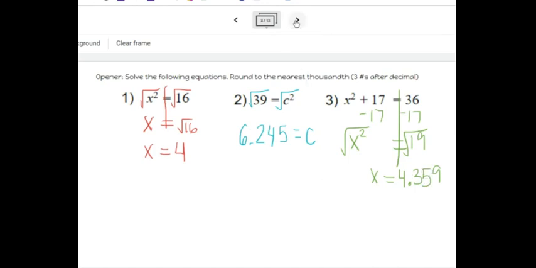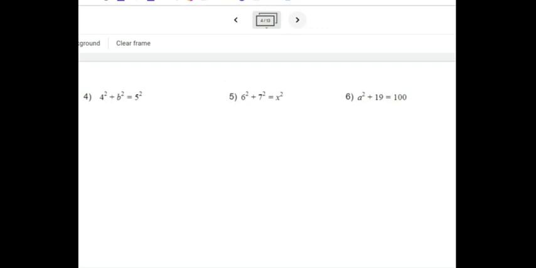Three more to go over in our opener. So number 4 is a very unique one because they have numbers that are squared. So I could use my calculator for these. I'm going to show you 2 ways to do number 4. The first one is the long way.